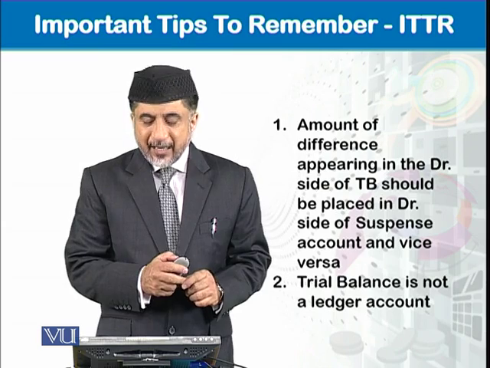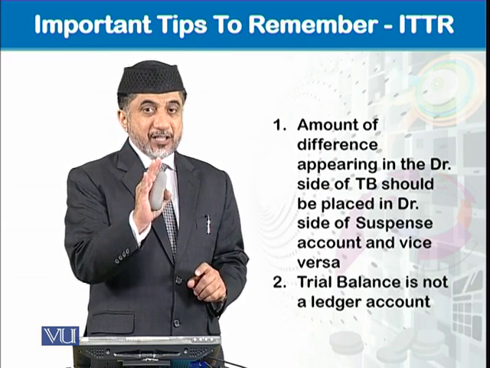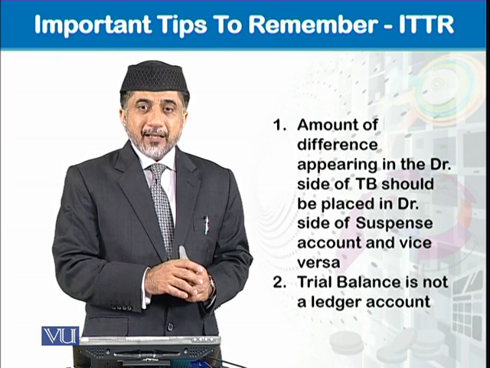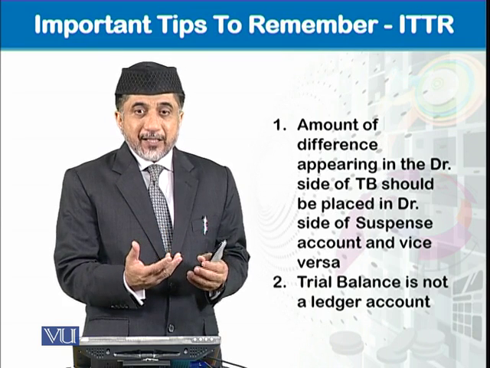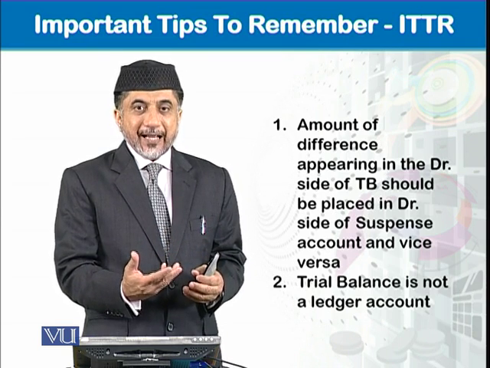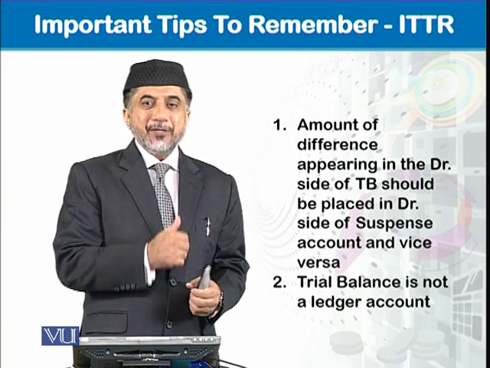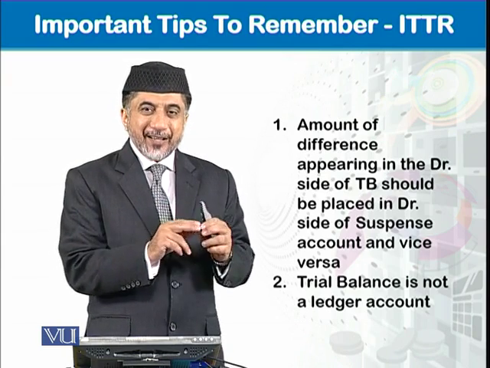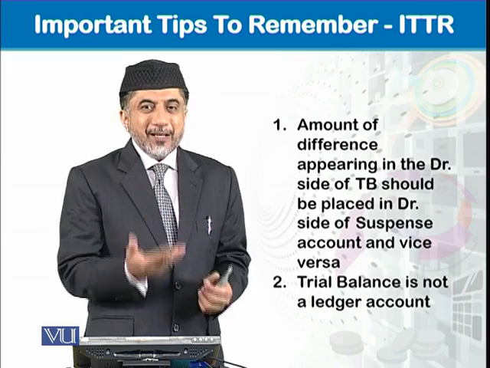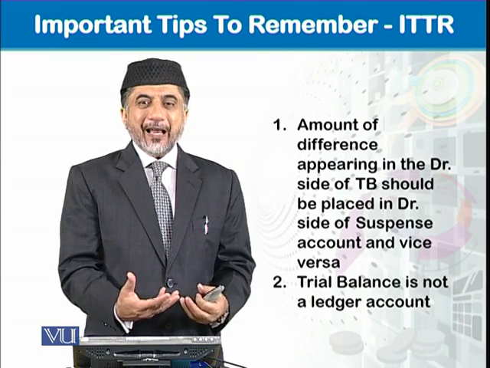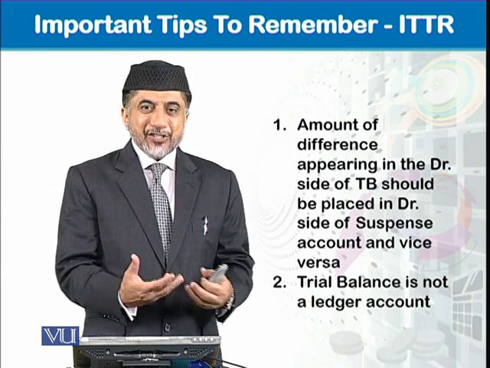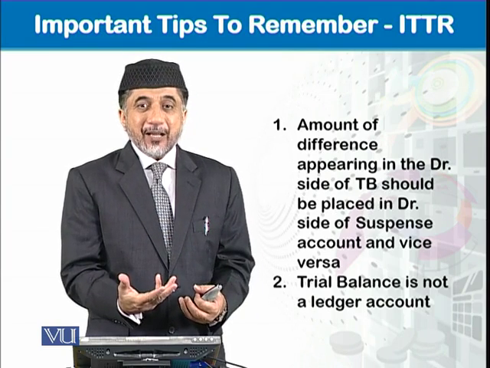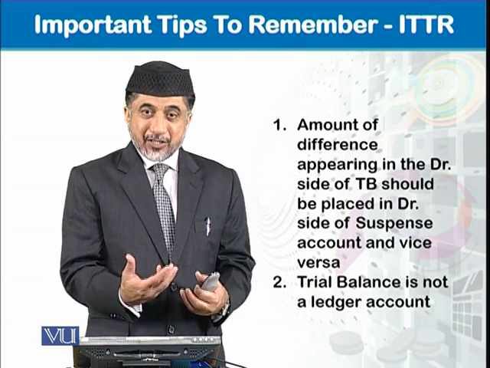And the second thing is that trial balance is not a ledger account. This is a big confusion that mostly students face. They say that, look, if there is a balancing figure in the trial balance credit side, it should be taken to the debit side of a T account. This is a wrong concept. This is the concept when we are having a balance in a T account. Trial balance is not a T account. It is a list of balances. So in a list of balances, if there is a balance in the credit side, it means it's a credit balance. It is not a debit balance. Please make this concept very clear.